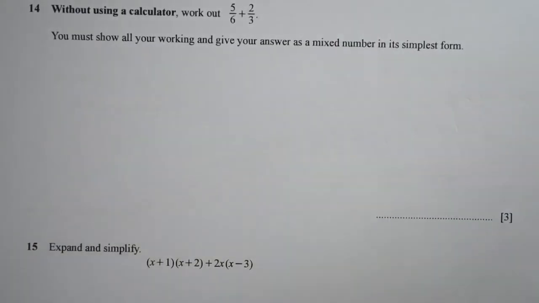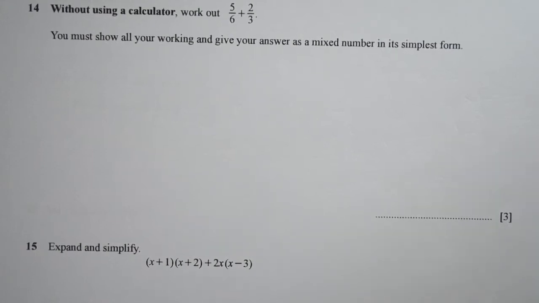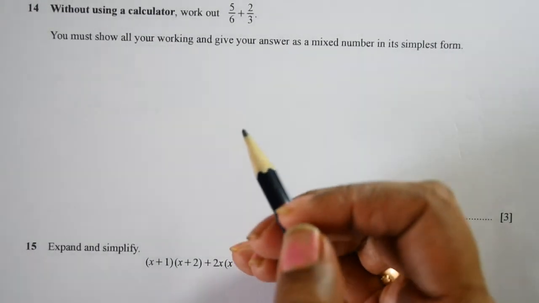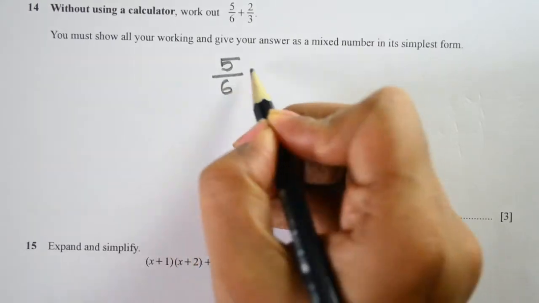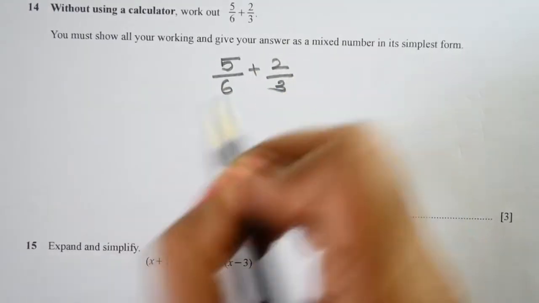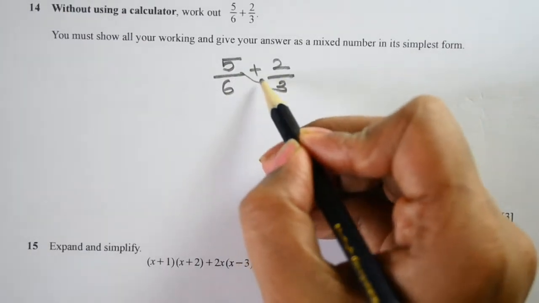Okay, in this question number 14, most of them will use the LCM method, but I don't like to use the LCM method because it is a little bit complicated. So it's better to use cross multiplication. Know how? 5 by 6 plus 2 by 3. We'll get the answer within 2 steps. Just do cross multiplication. You know how?